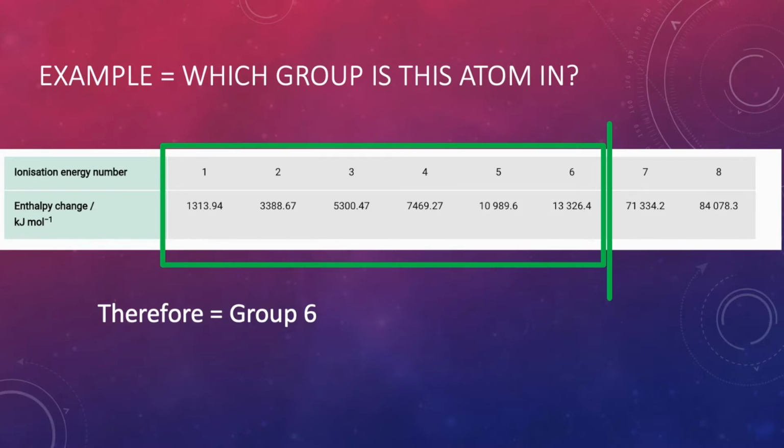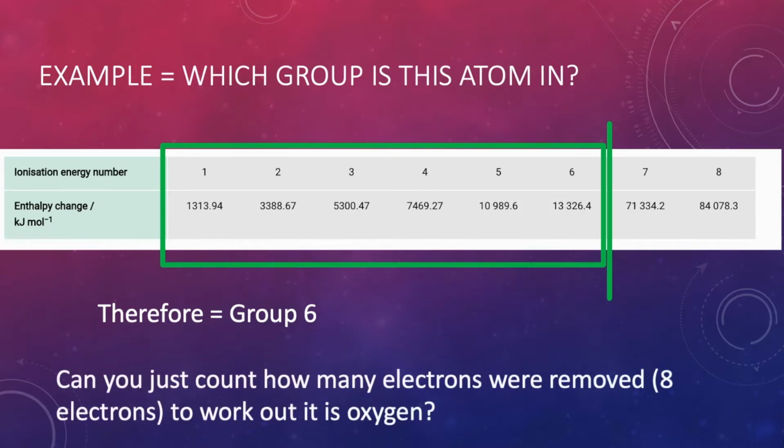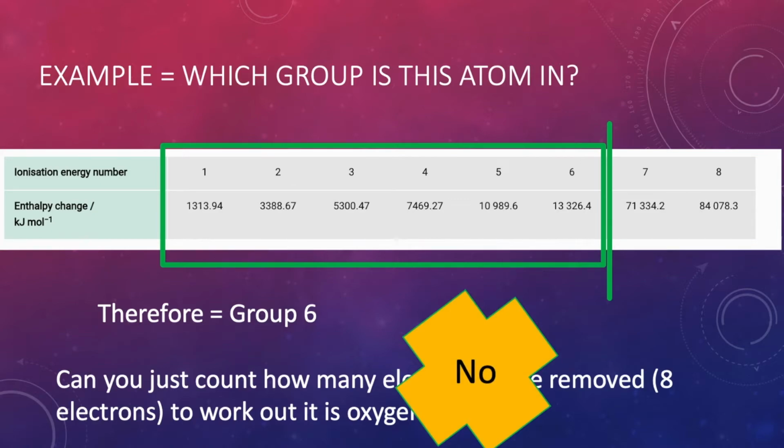Now, could we just say, well, we've got 8 ionization energies there, so we must have removed 8 electrons and therefore it's got to be oxygen, which is going to be in group 6. Well, we can't, because they haven't actually told us that they finished removing electrons, and they could carry on. There could be an 8th, 9th, 10th, 11th, and so on. So it could equally be sulfur or selenium, unless they actually say that they have removed all the electrons from the atom. So just be careful with that one, and try not to fall into that trap.